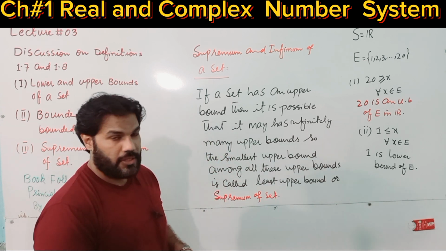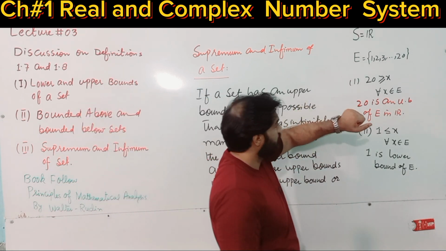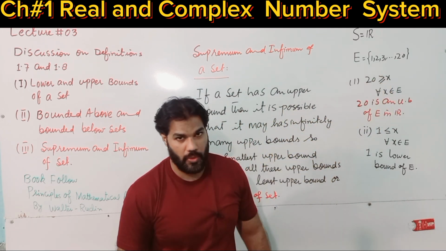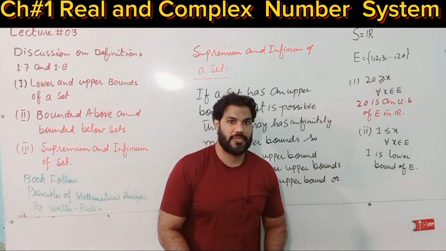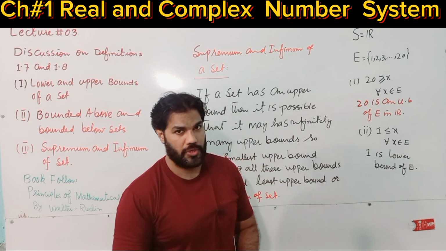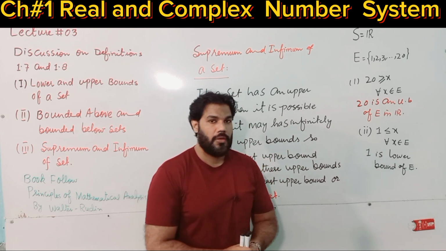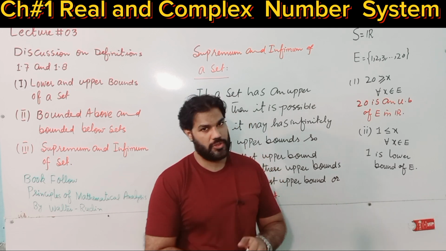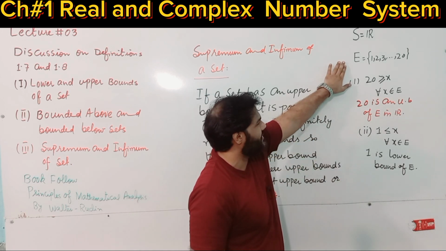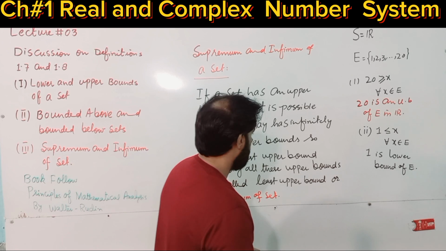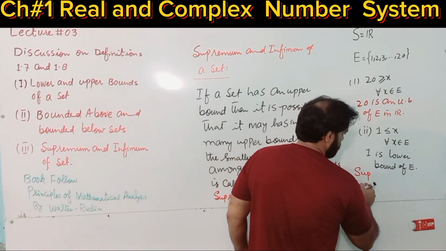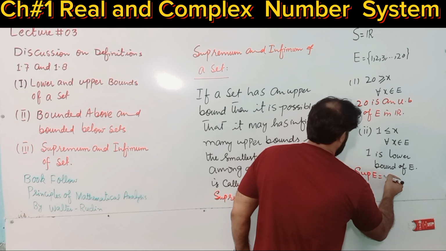For example, in this example, 20 is an upper bound of E, and all the real numbers that are bigger than 20 are also upper bounds of E. But the smallest among all these upper bounds is 20. So the supremum of this set E is 20. That can be written as supremum of E is equal to 20.